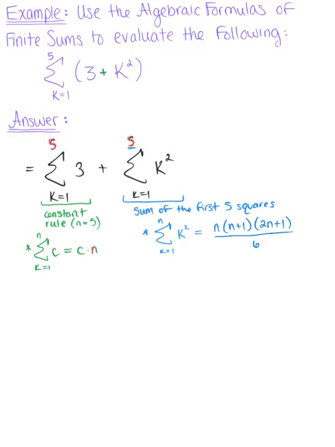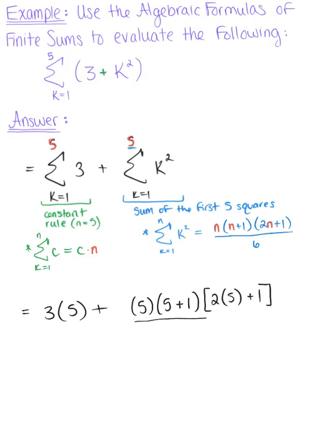So any one of the n's in those general formulas we just recalled, we're going to replace with 5. So this will become 3 multiplied by 5 plus 5 multiplied by 5 plus 1 multiplied by 2 times 5 plus 1, and that's all divided by 6.